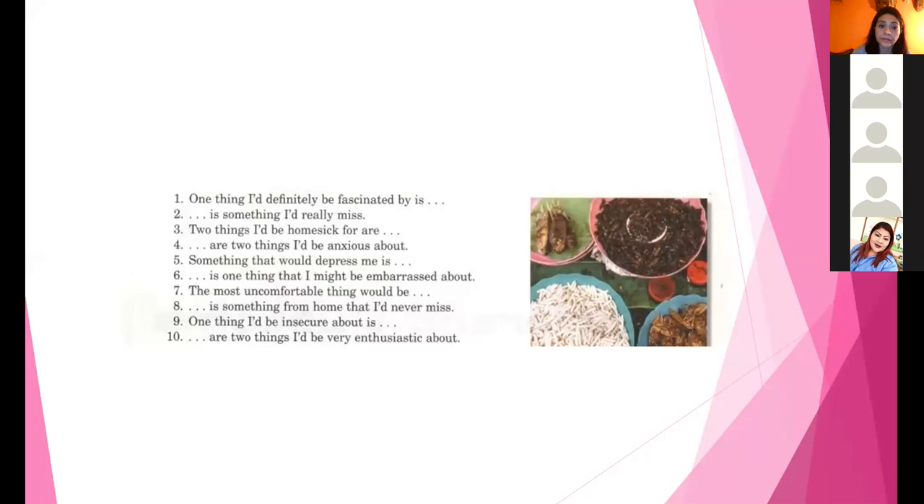So, Jennifer, tell me number two. It's something that I would really miss. My family. Something I really miss. Okay, but be careful with that because something is for things and family are people. My car. Okay. All right, very good. Norma, what about number one? One thing I would definitely be fascinated by to reduce my stress is God.